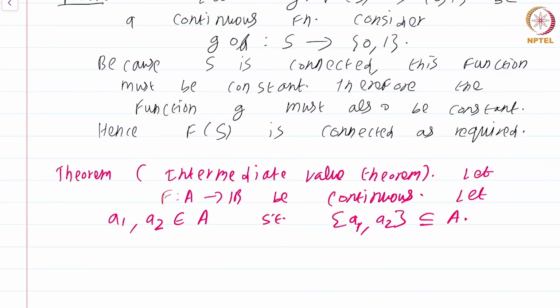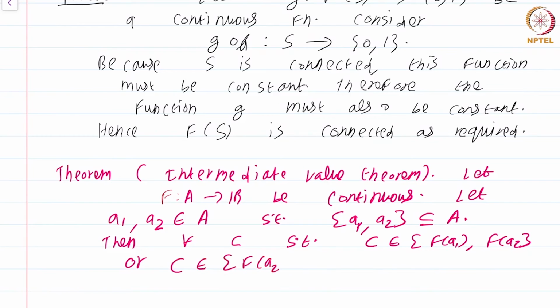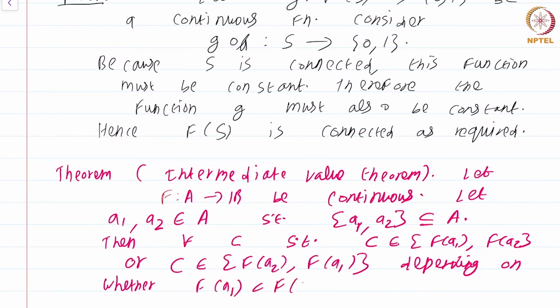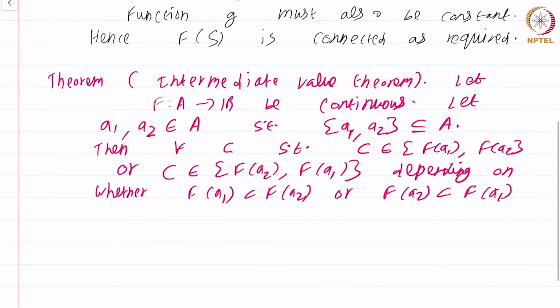Then for all c such that c lies in [f(a1), f(a2)] or c lies in [f(a2), f(a1)], depending on whether f(a1) is less than f(a2) or f(a2) is less than f(a1). Depending on whether this, you choose c in either the closed interval [f(a1), f(a2)] or c in [f(a2), f(a1)].